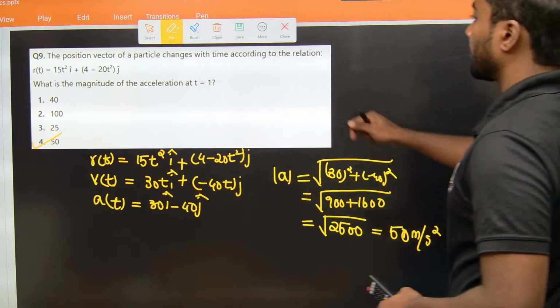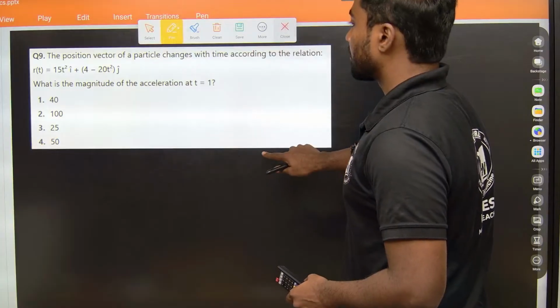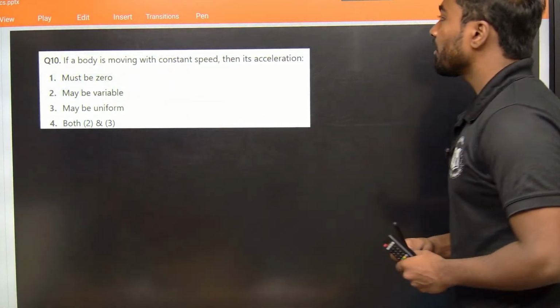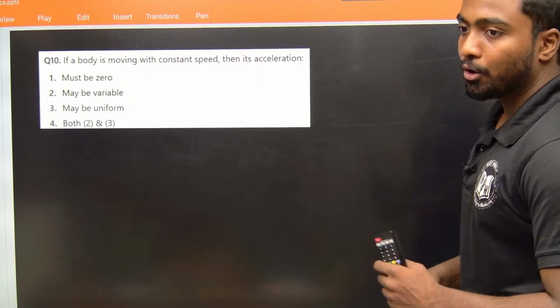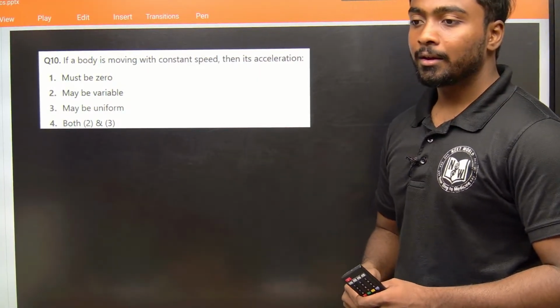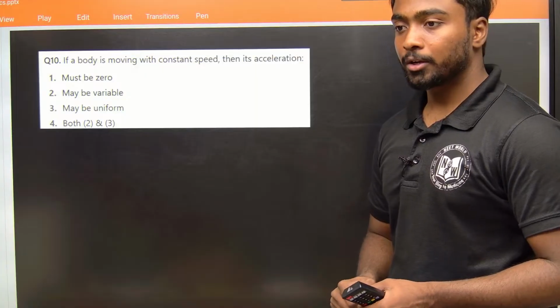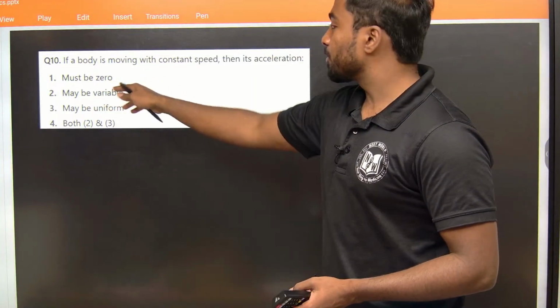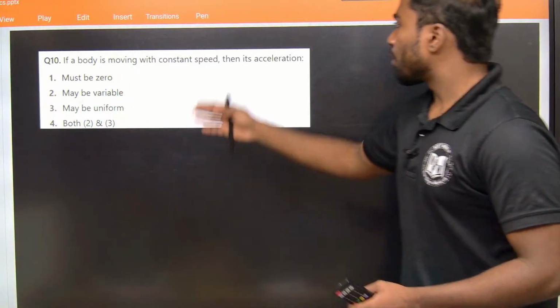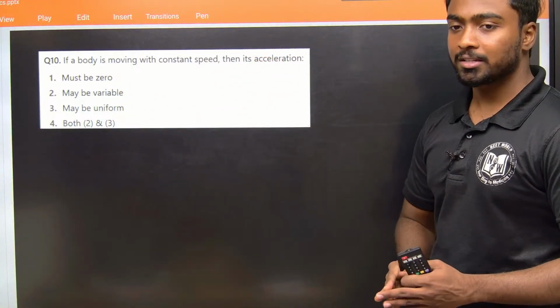Yeah. So the next question is, if a body is moving with a constant speed, then its acceleration. So we have talked about the constant speed. Constant speed in the sense zero acceleration. Right now there is no acceleration. So option 1 will be the answer, must be 0. So constant speed, zero acceleration, that's it.